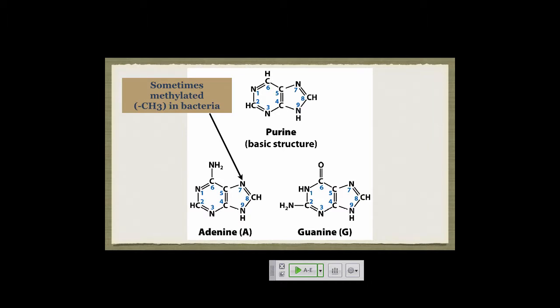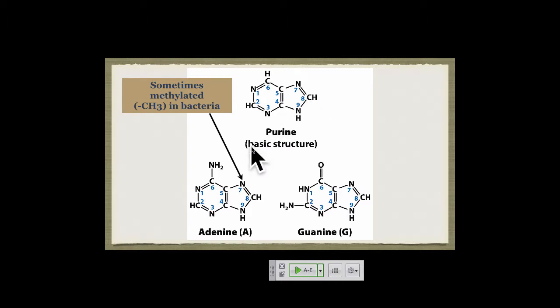If we look at the bases, here's the purine, here's the basic structure. As you can see, there's a numbering scheme here. You don't have the prime, so if you're talking about nitrogen 7, or in this case, carbon 8, you're talking about part of one of the nitrogenous bases, not the sugar.